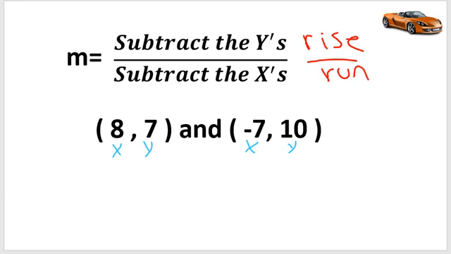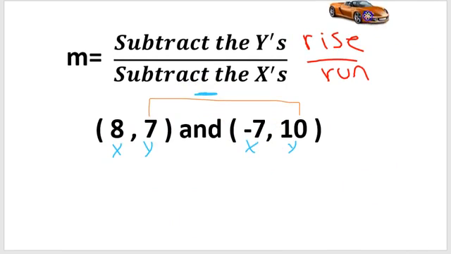So we're going to start off here with our Y values. It says subtract the Y's. So my first Y is here, the 7. I'm going to draw a pathway from this Y to my next Y, which is positive 10. Now it says that I'm supposed to be subtracting, so I am going to draw a minus sign, and bold it out, because I know I'm supposed to be subtracting those Y values.